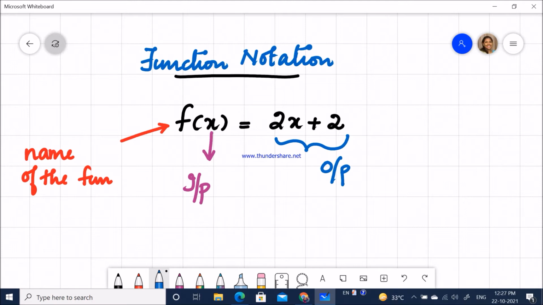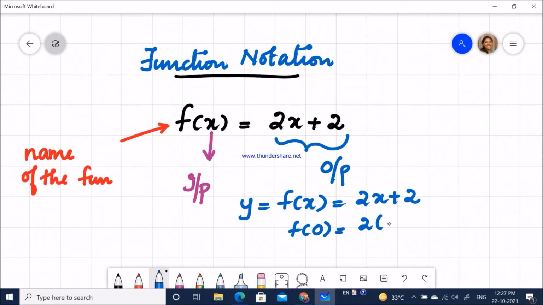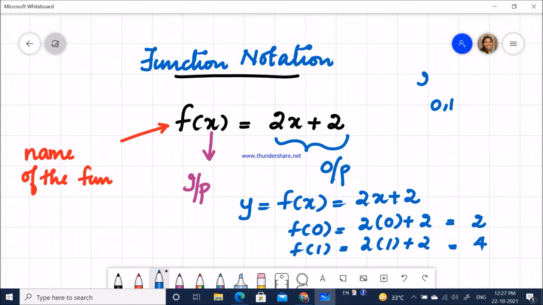So if we consider y is equal to f of x, which is equal to 2x plus 2, and I put the value of x as 0, the corresponding output will be 2. If it is f of 1, the value of x is 1. So 2 into 1 plus 2, which is nothing but 4. So the corresponding input values are 0 and 1. These are the inputs, and the corresponding outputs are 2 and 4. When it is 0 the value will be 2. When it is 1 the value will be 4.